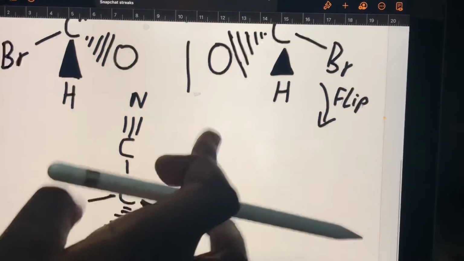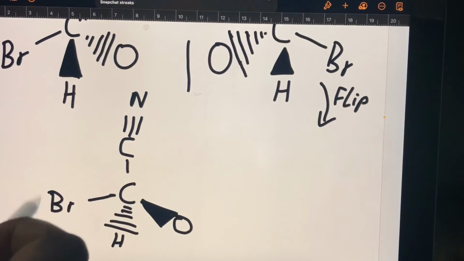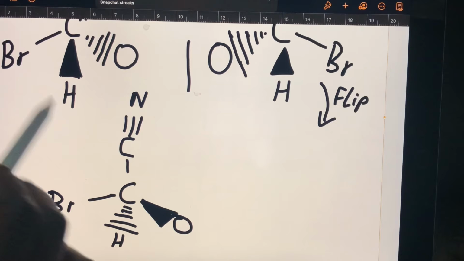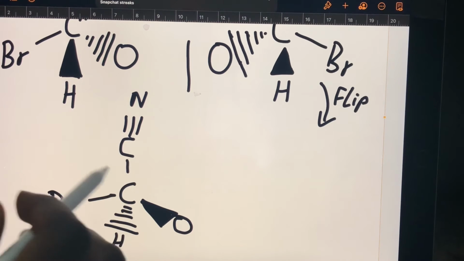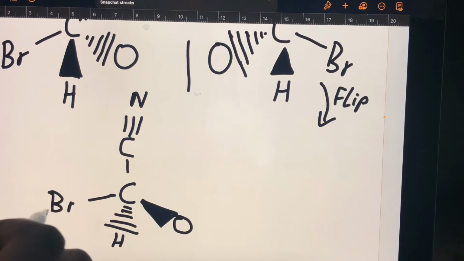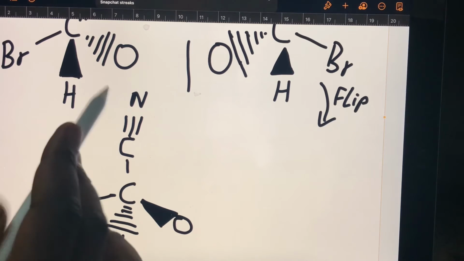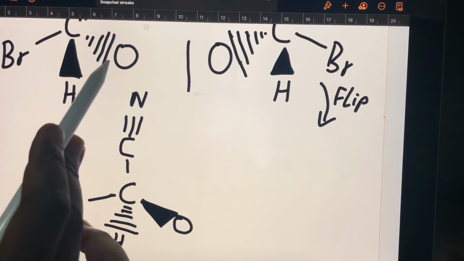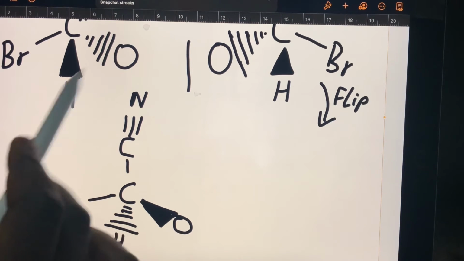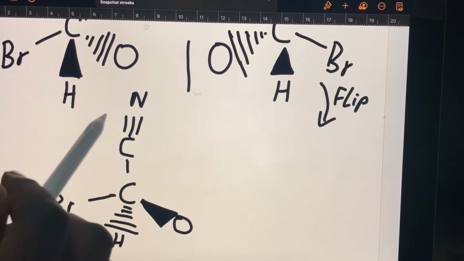Now if we flip that image, now the bromine goes onto the other side, and now we're trying to make them look the same. Cyanide group, bromine group are the same, but the hydrogen group is going into the page, and the oxygen group is going out of the page. So see here, these are flipped round. The hydrogen and oxygen are flipped round, so they're not the same molecule.